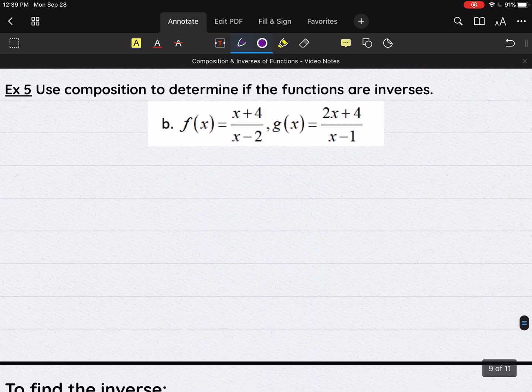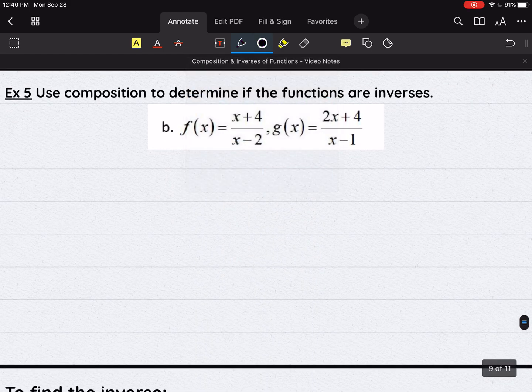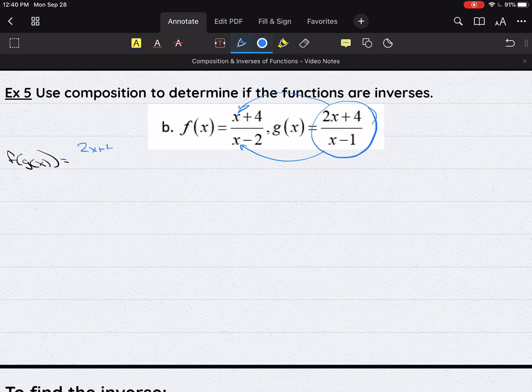All right, let's look at number 5. So this is probably the toughest of the problems we'll look at today. So again, use composition to determine if the functions are inverses. So I'm going to find f of g of x first. So let's do that in blue. So I'm taking g of x and plugging it in to x. So I would have 2x plus 4 over x minus 1 plus 4.